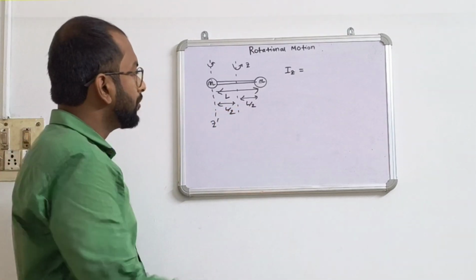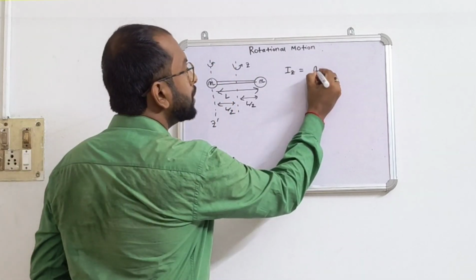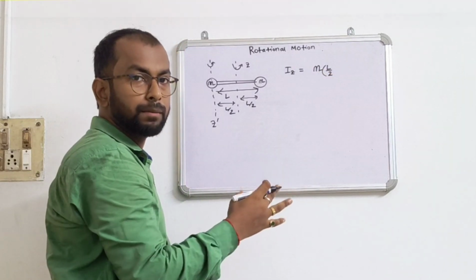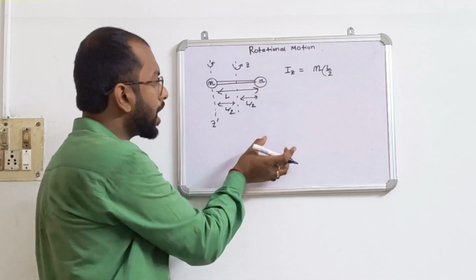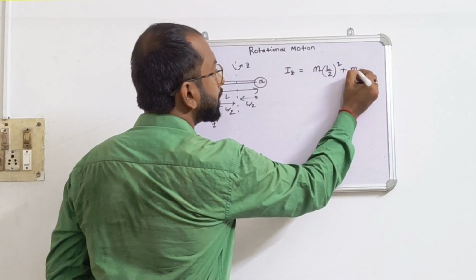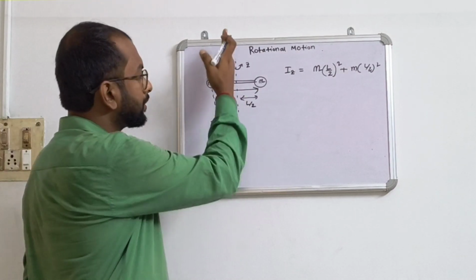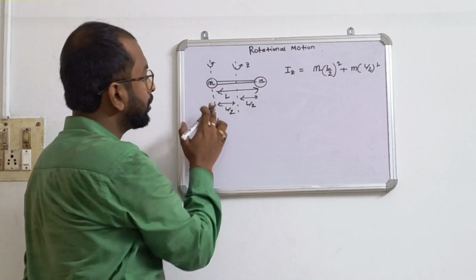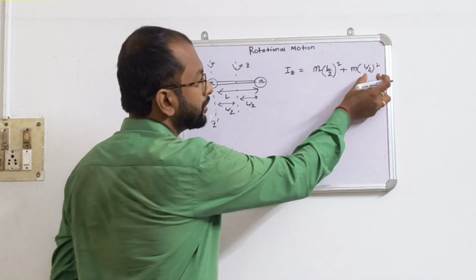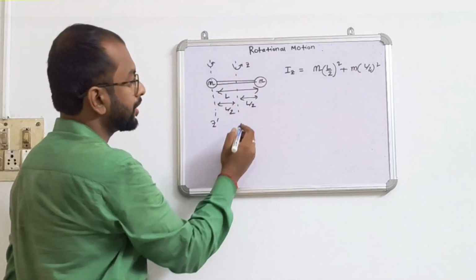In the last video, we found the value of Iz with respect to the middle point. We just do the summation of mass multiplied by the respective distance square from the axis of rotation, plus m L by 2 square. So this m is located at L by 2 distance from the center, and this m is also located at L by 2 distance from the center. So mass into distance square plus mass into distance square, that is the moment of inertia with respect to the middle point, or the z axis in this case.